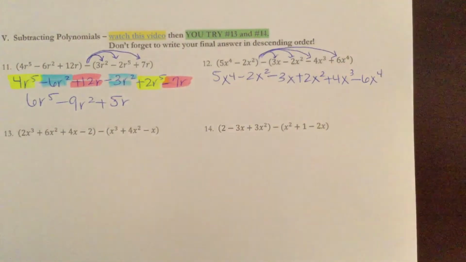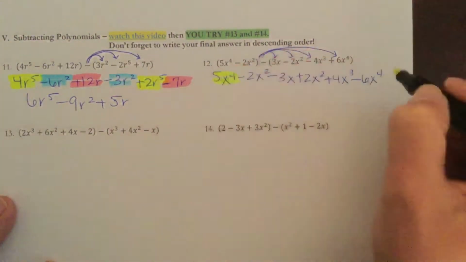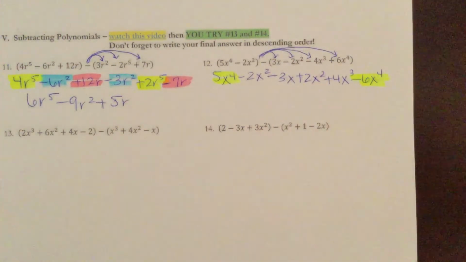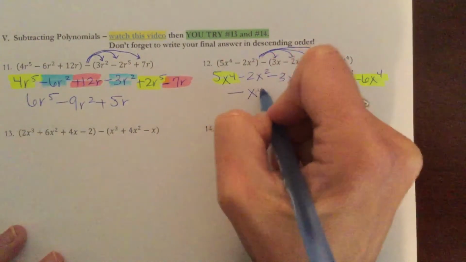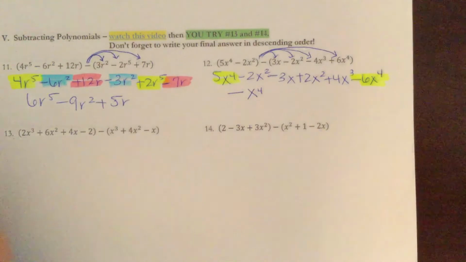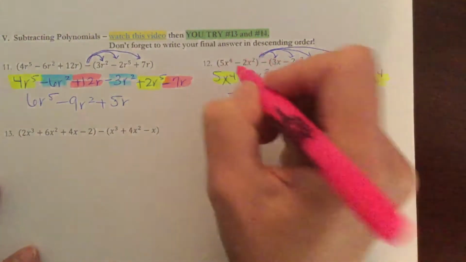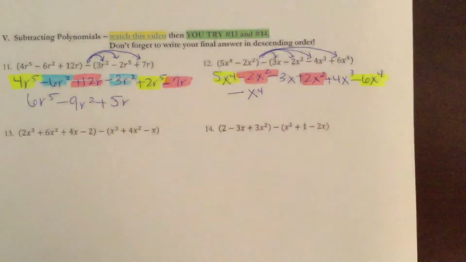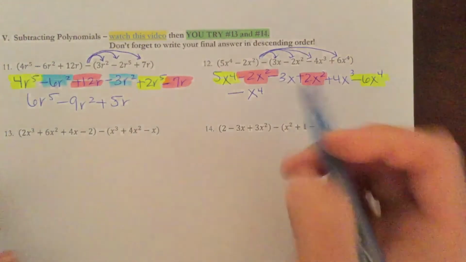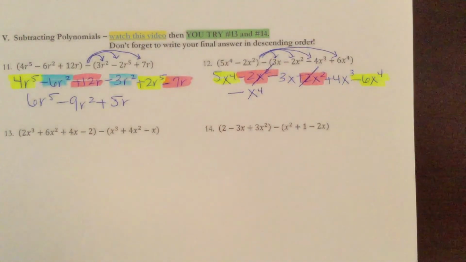Working from left to right, we combine our like terms. 5x to the 4th can be combined with negative 6x to the 4th to make negative 1x to the 4th. Negative 2x squared can get combined with positive 2x squared. Negative 2x squared and positive 2x squared actually cancel each other out.